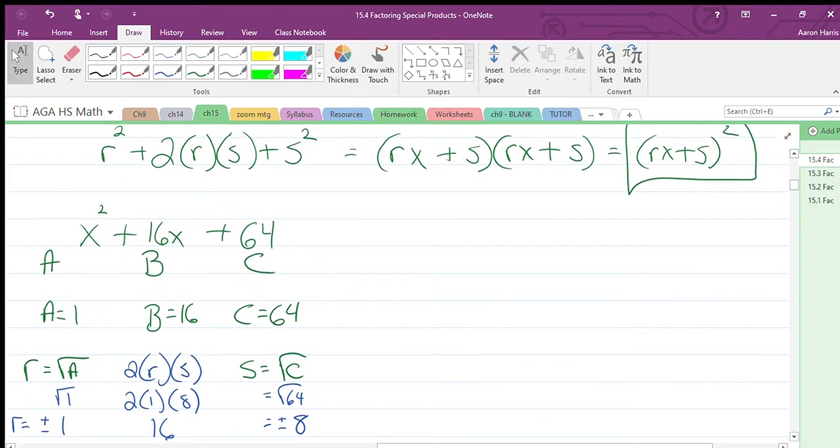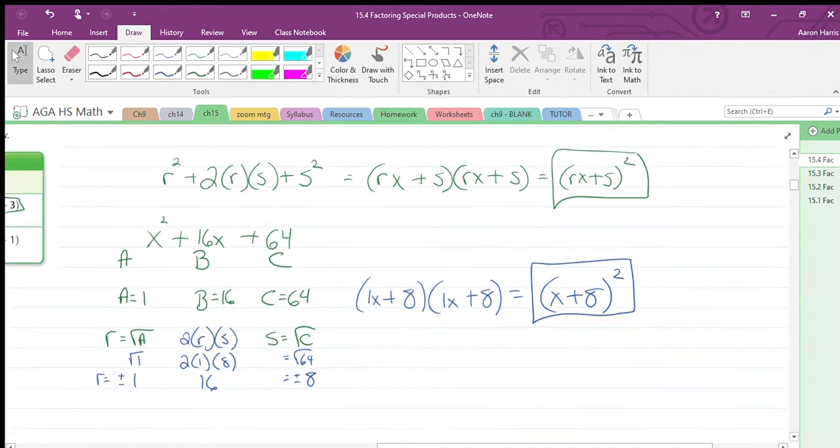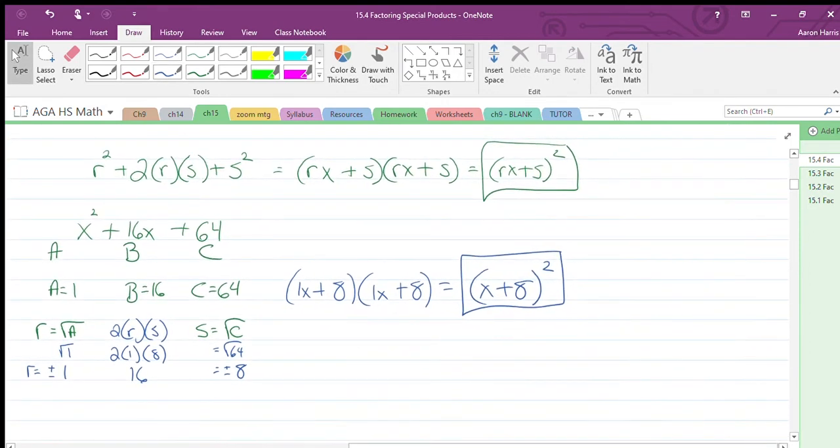So how do we write it in this format? That's right. Let's just come over here. R is equal to what? A positive 1, so we put x. What is S? A positive 8, so we put 8. R is 1, x plus 8. What is our final equation? That's right. x plus 8 squared. And that's how simple that is. Now, I took the long way as far as explaining it, but it does help you when you see that what?